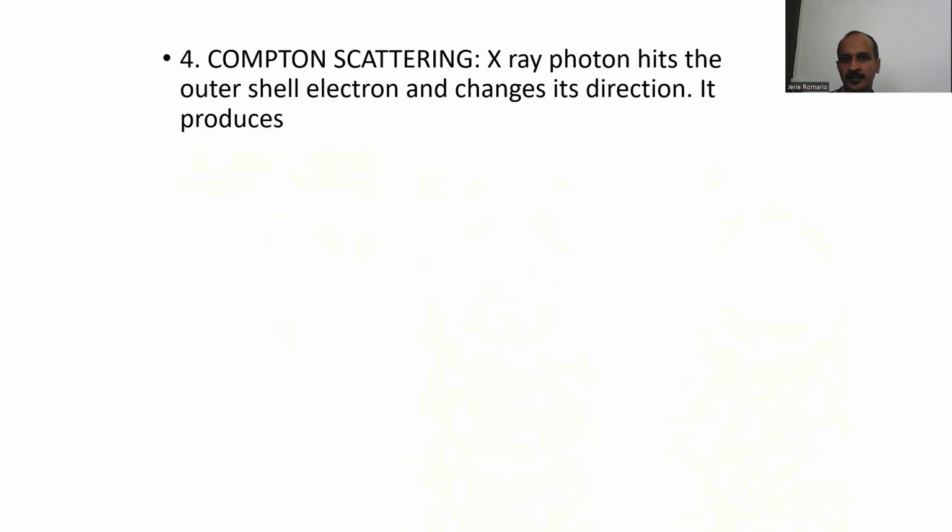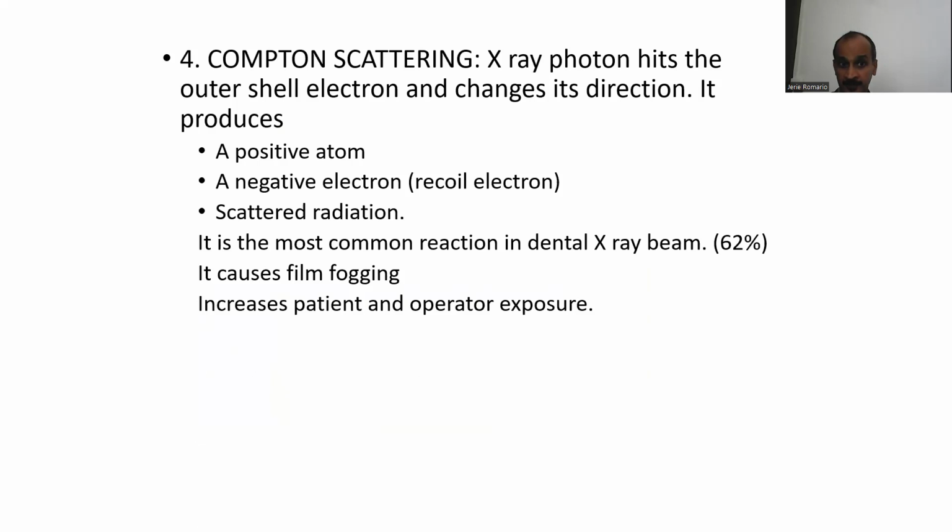Fourth one is Compton scatter. Here, the X-ray photon hits the outer shell electron and changes its direction. It produces three things in fact: a positive atom, a negative electron, and a scattered radiation. So the X-ray has sufficient energy to remove the outer shell electron. The X-ray goes out in a different direction with a lower energy. The outer shell electron also goes out, wanders as a negative ion, and the atom becomes positive.